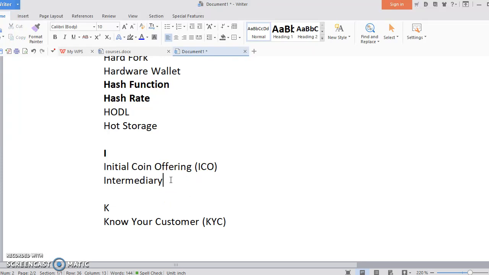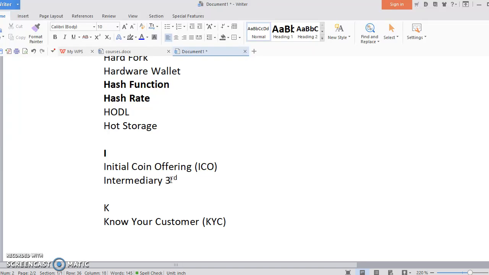Then we have intermediary. So what is an intermediary? An intermediary is basically a third party that mediates between you and another person. Let's say for example you have a bank. If you want to send money to Bob, or to a friend, how do you confirm that the money actually went? How would the bank confirm that you actually have that money in your bank account? So there's a third party. Intermediary has to do with third parties.